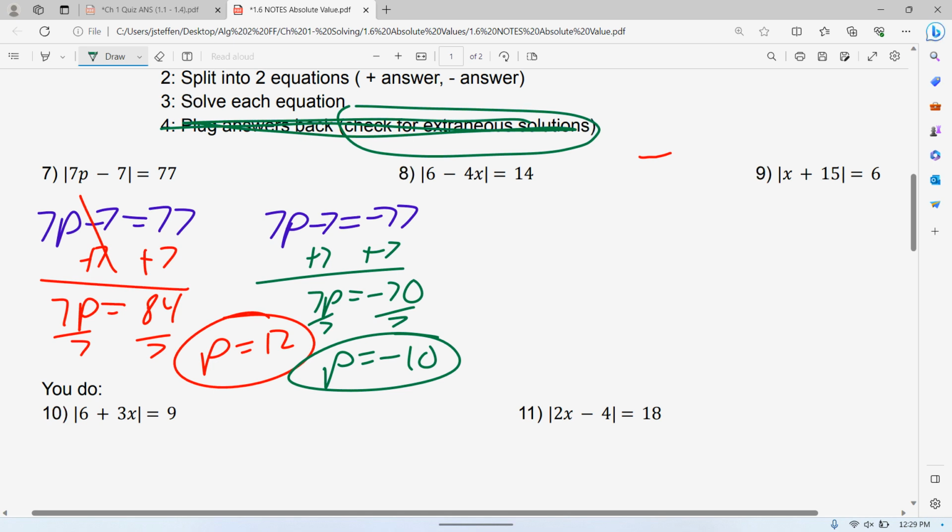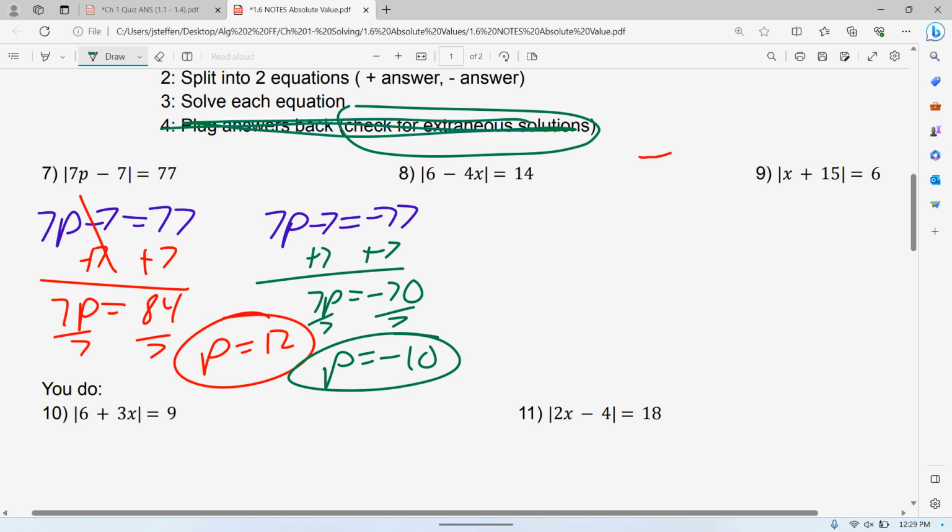As much as it pains me, I took that out this year. We're not going to talk about extraneous solutions. I don't think it's a standard, not an absolute value. I think it's radicals. But to save time, I cut that one out. So really, it's those 3 steps, and some of them you don't have to do the first step.